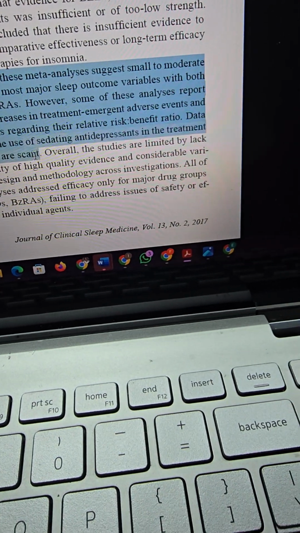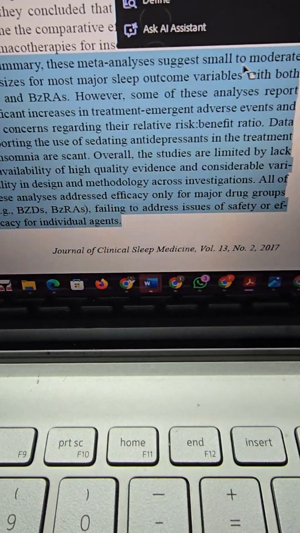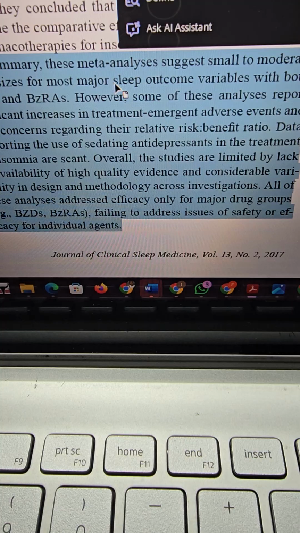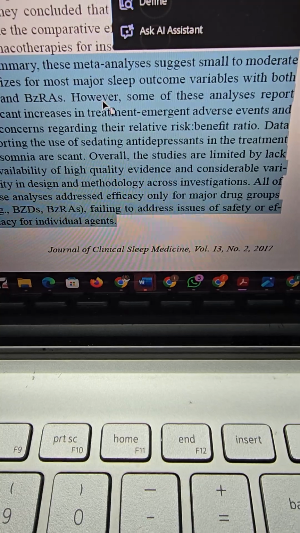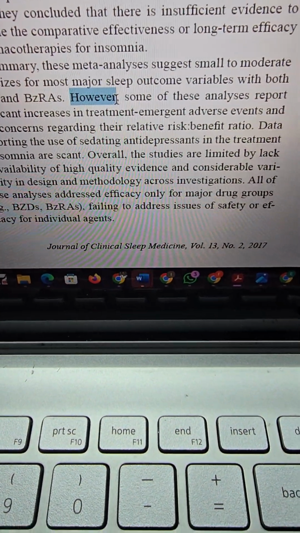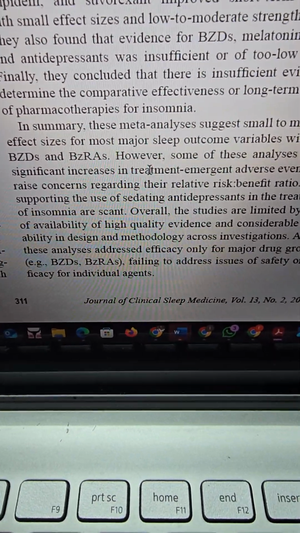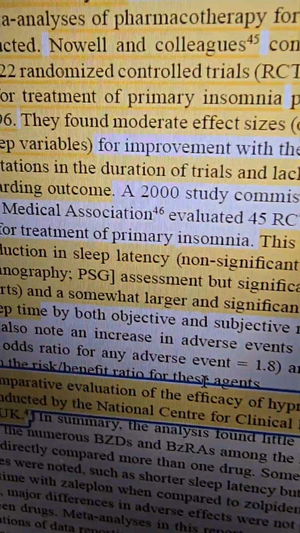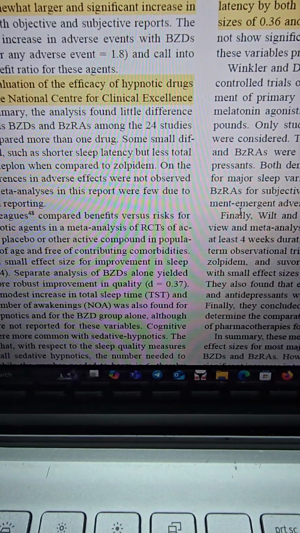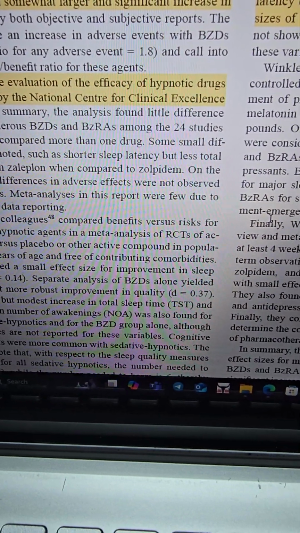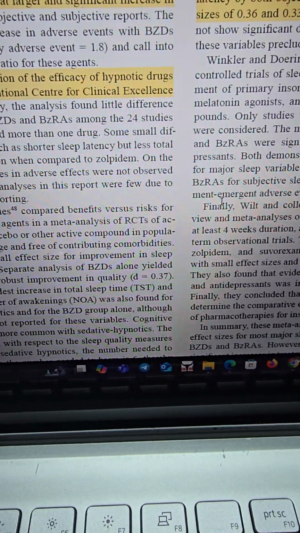They summarize the key findings in the paragraph using this statement. In summary, these meta-analyses suggest small to moderate effect size for most major sleep outcome variables with both benzodiazepine and benzodiazepine receptor agonist, right? Whatever it is. However, some of these analyses report significance, so they just summarize the key findings of that particular subsection, right? So for you that's writing yours, you can use this pattern. It's more of a neutral objective. It ensures that an unbiased summary of the findings is reported without taking any stance, right?